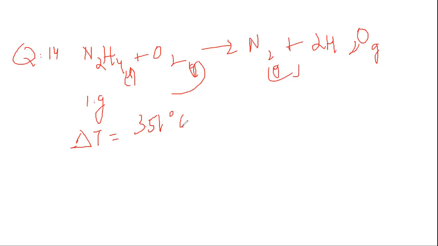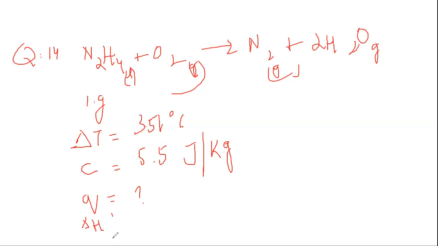3.51 degrees Celsius. The heat capacity of the calorimeter is also given, that is 5.5 joule per Kelvin per gram. Calculate the quantity of heat evolved. We have to calculate the quantity of heat that is evolved. Also calculate the heat of combustion of 1 mole, that is, per mole.